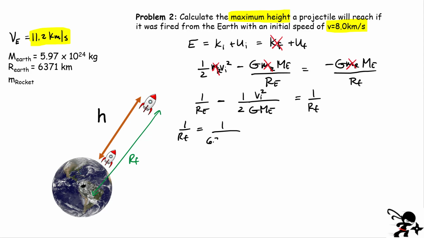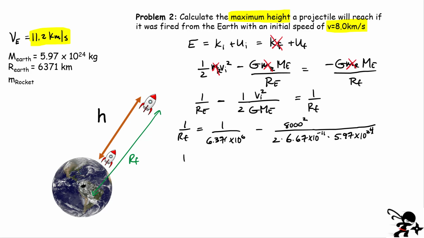Again, 6.371 times 10 to the 6, and minus, so that initial velocity now is 8 kilometers per second. That's 8,000 meters per second. Capital G is 6.67 times 10 to the negative 11. And mass of the Earth, I have it written there, 5.97 times 10 to the 24.